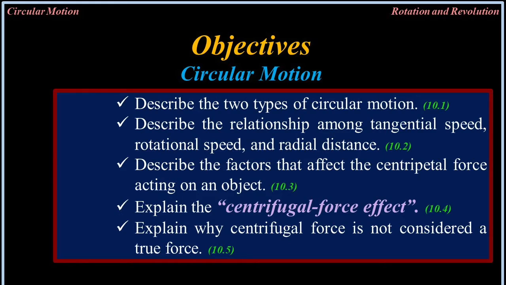Describe the relationship among tangential speed, rotational speed, and radial distance. Describe the factors that affect the centripetal force acting on an object. Explain the centrifugal force effect. Explain why centrifugal force is not considered a true force.